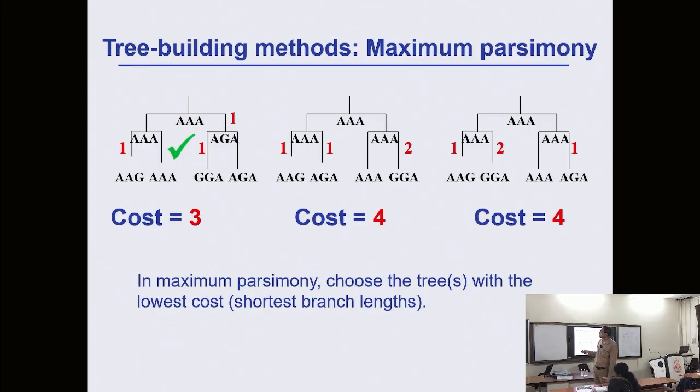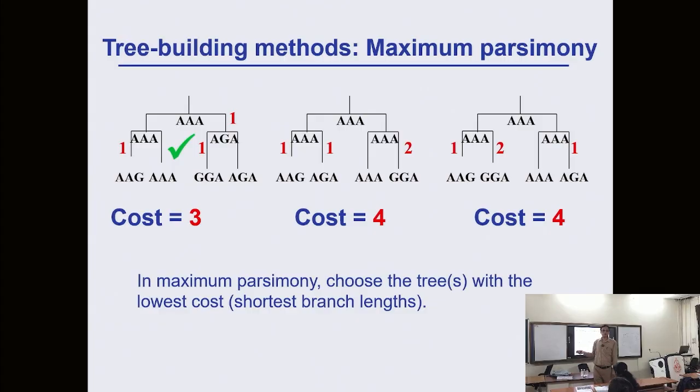Let's consider this topology, where you have the inferred sequences, all AAA. From AAA to GGA, how many changes? 2, no change, 1 change, 1 change. So the total change is 4. Similarly here, the total change is 4. So which is most parsimonious?